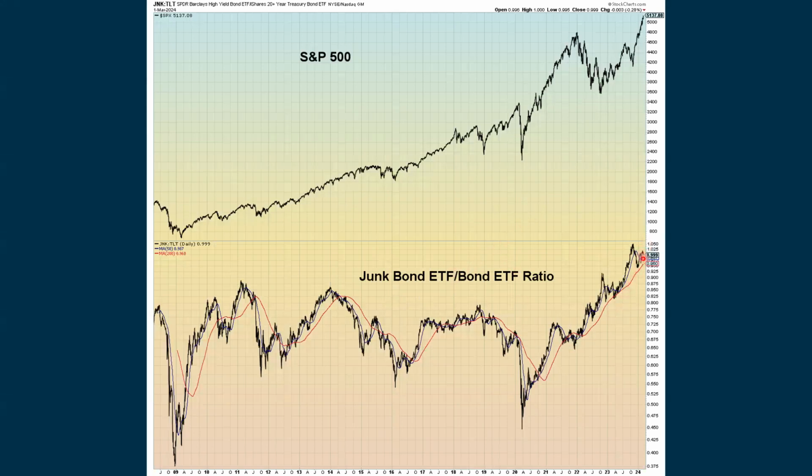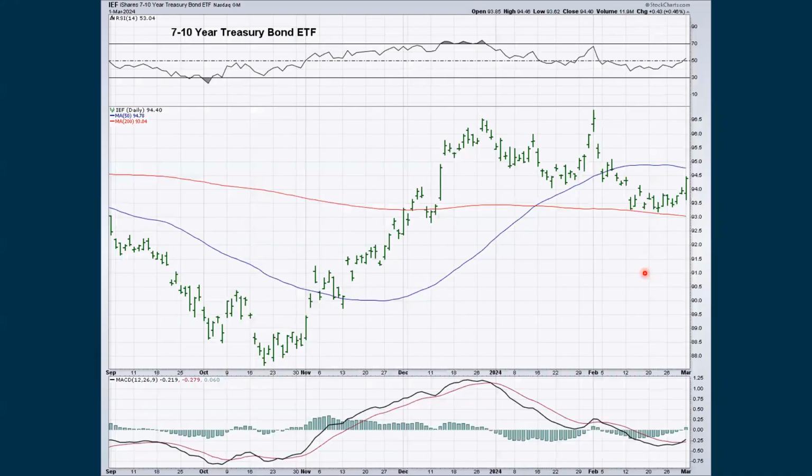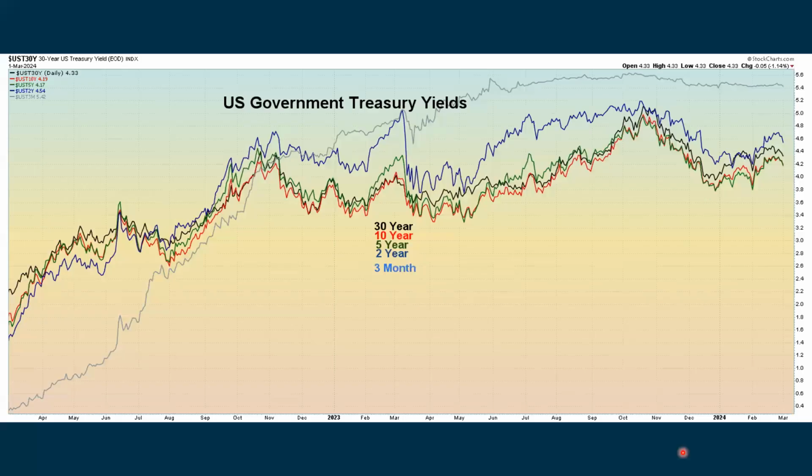And as this is gyrating around, that's what we would expect to see. If interest rates have finally topped out and are going to start to come down, we would tend to see this ratio coming down as well. And then this is just an ETF of the 7 to 10 year bonds, where we came down to the 200-day moving average, and we're starting to go back up based on price. We're crossing above 50 with the RSI. We're starting to cross back over positive with our momentum.